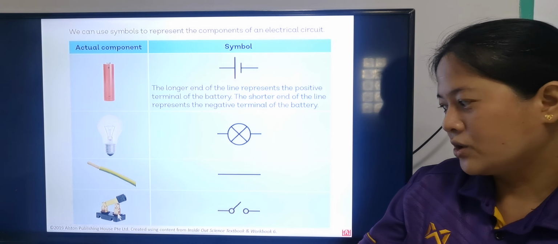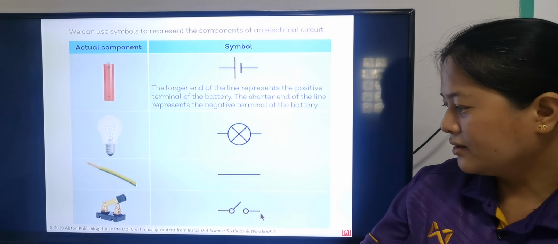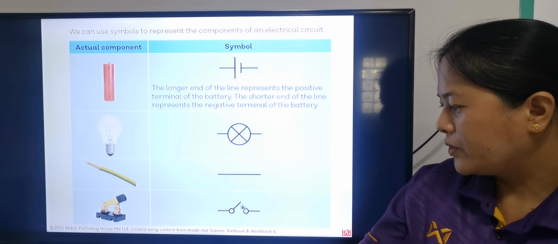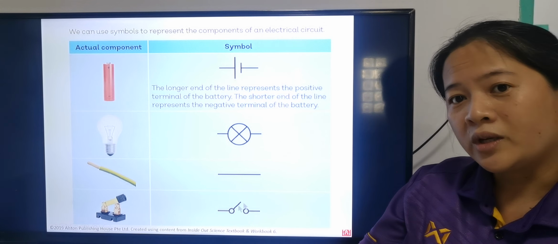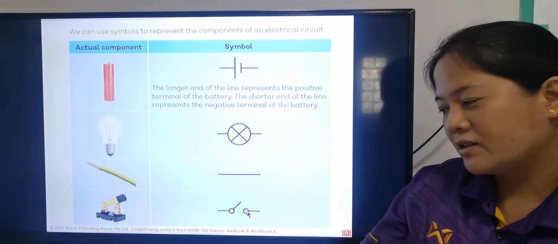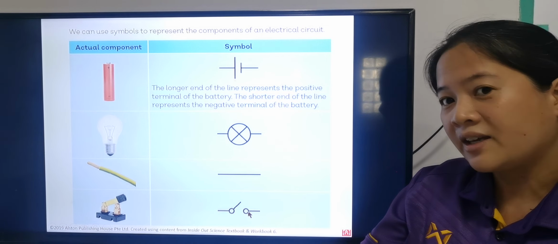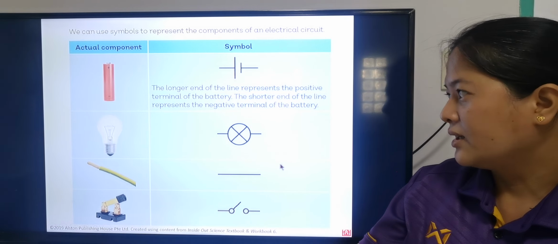And then the switch, okay? The switch is made up of these two dots here. If the line is up like this, it means it's an open switch. But when this line touches the other circle here, then it is a closed circuit.